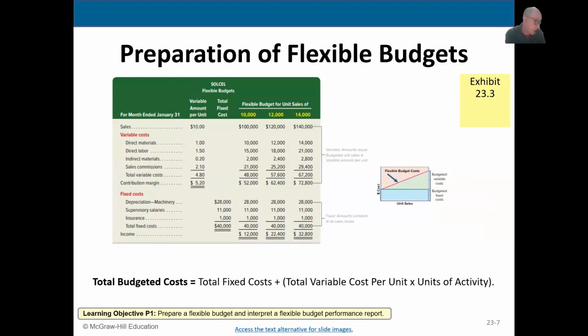So total budgeted costs, how do we calculate it? We take the total fixed costs, in this example, $40,000, plus the total variable cost per unit, which is $4.80, times the units of activity, the number of units we expect to produce. That gives us the total budgeted amount.